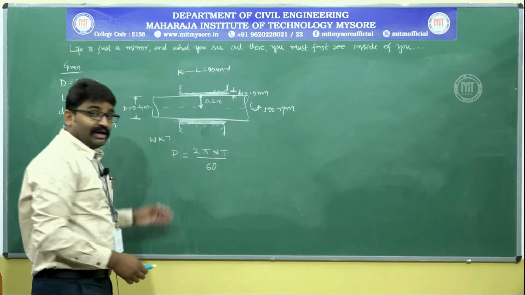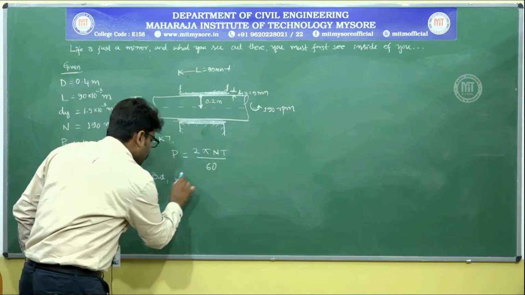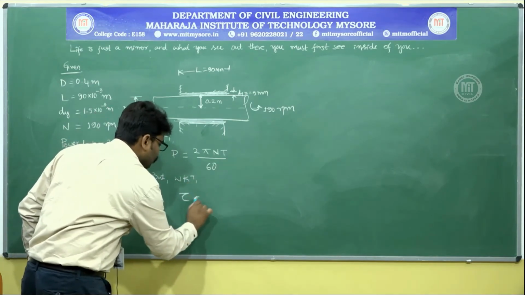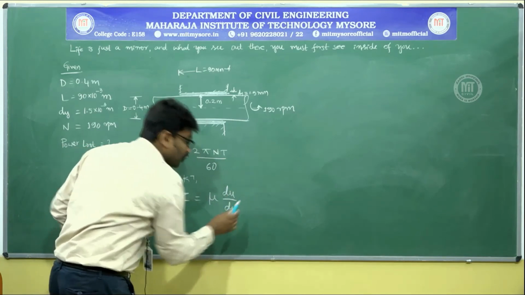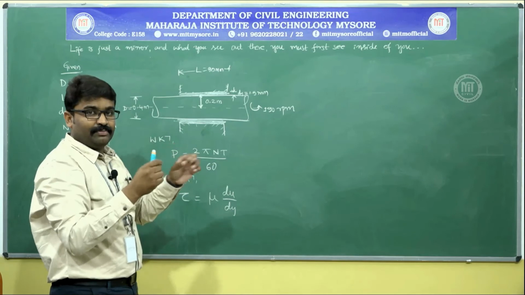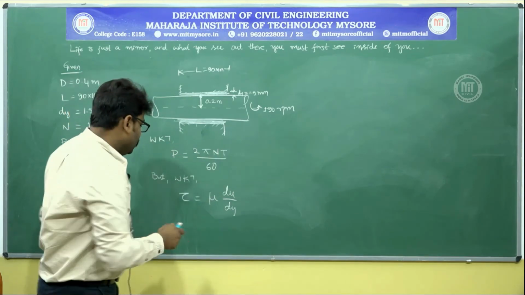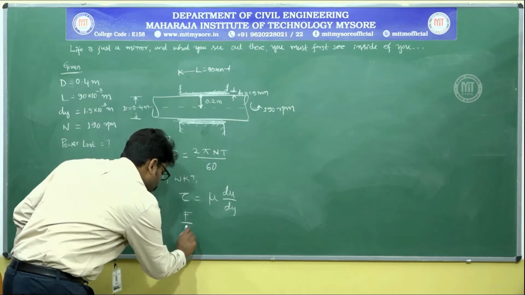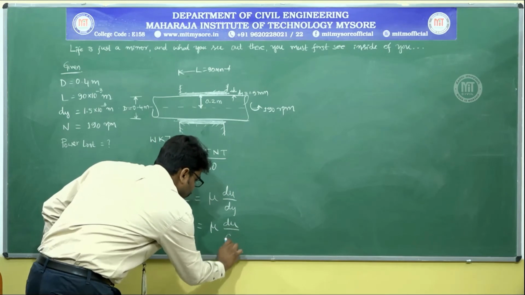Now I will start from where, but we know that tau is equal to mu into du by dy. I am slowly solving each and every part of the problem. That is how you must approach a problem. What is tau? Tau is equal to F by A. F by A is equal to mu into du by dy.